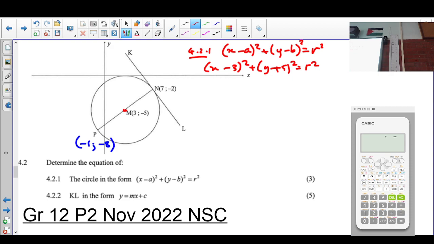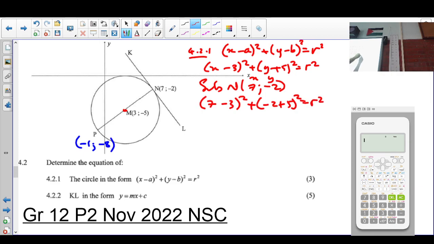Now one of two things I can do here. I can either work out the distance of MN, MP, PN, which is diameter, and divide by 2, or I can substitute in N, which is (7, -2). Or I could have substituted P, which is (-1, -8). Remembering that's an x and a y. So I got (7 - 3)² + (-2 + 5)² = r².